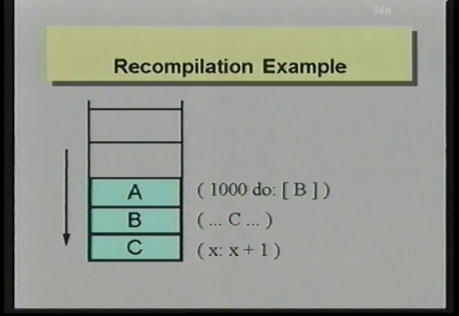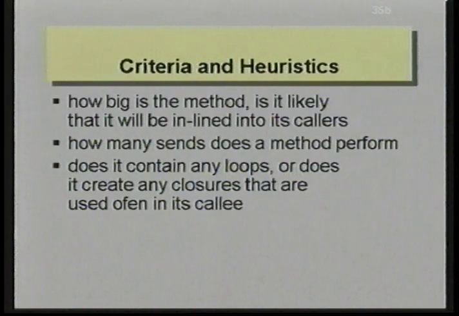So let's look at an example. Here's a stack of an executing program. Stack goes downwards, so A calls B calls C. Now let's assume that C just triggered its recompilation counter. So the system looks at the stack and tries to find a good method to recompile. There are several criteria that are used to select methods, and several heuristics that try to find the best method to recompile. These heuristics, in general, look at the size of the methods.